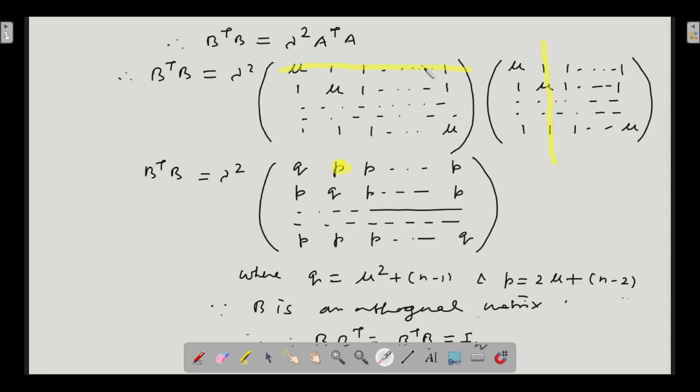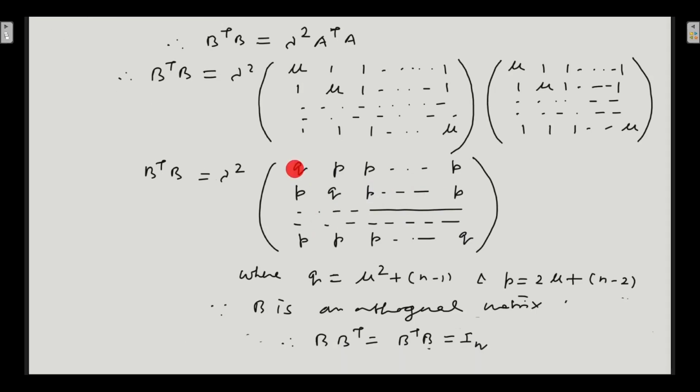And then after that there are n minus 2 ones present over here, and over here also n minus 2 ones are present. So 1 into 1, 1 into 1, how many times? n minus 2 times. So this p, that is the off diagonal element, will come out to be equal to 2 mu plus n minus 2. If you are getting confused, then just do it in the rough work. Take a rough piece of paper and try to multiply this matrix and this matrix. On a rough sheet of paper, you will realize that this is the matrix which we will get.